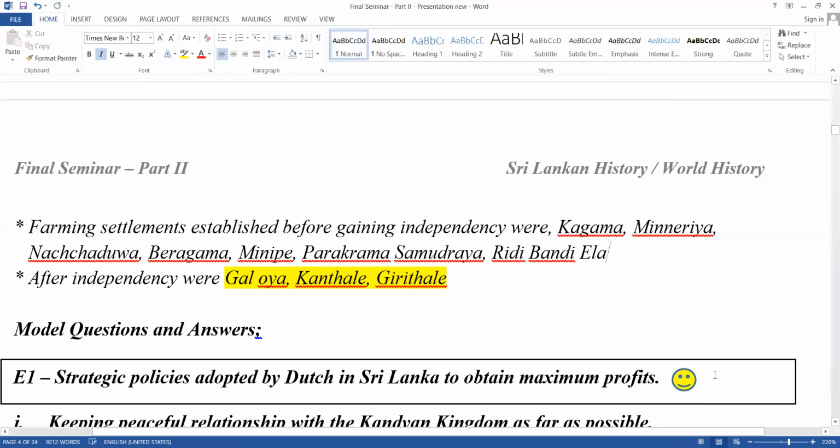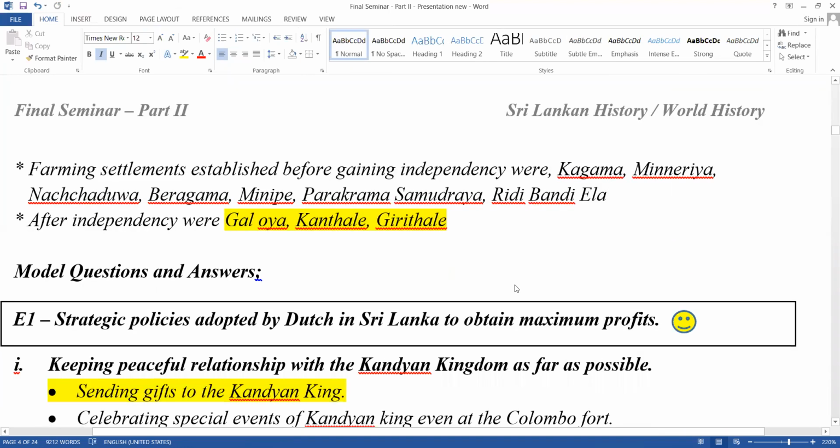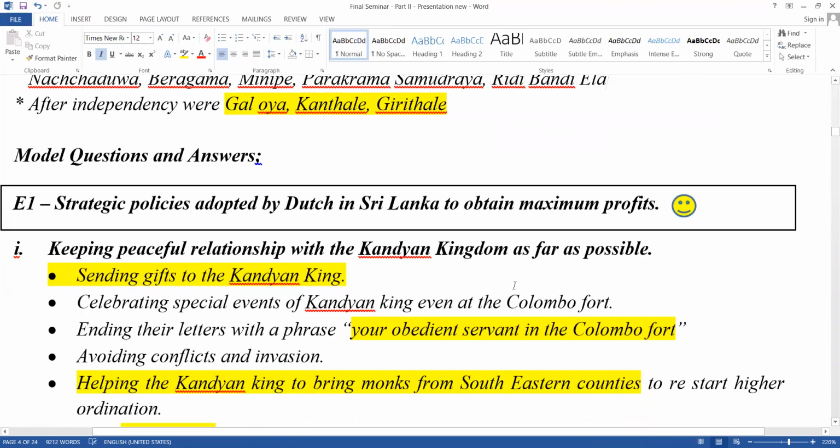Right. So that's an important question for the exam. What they have done to maximize their profits, keeping peaceful relationships with the Kandyan kingdom as far as possible. Why? If they come for these wars, what would happen? Reducing their profits. As far as possible, they try to keep friendly relations with the Kandyan king. So what did they do?